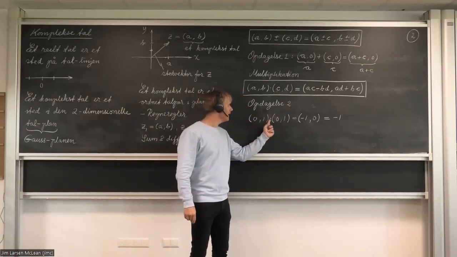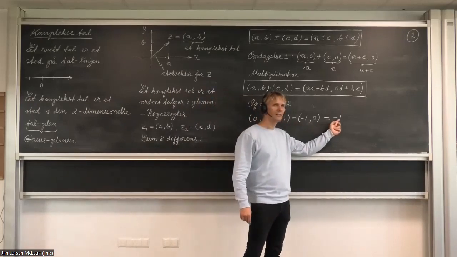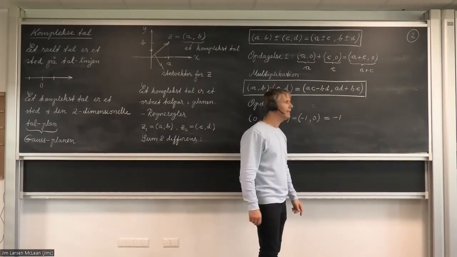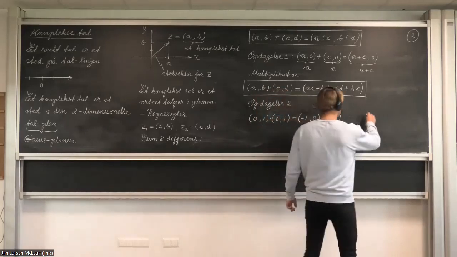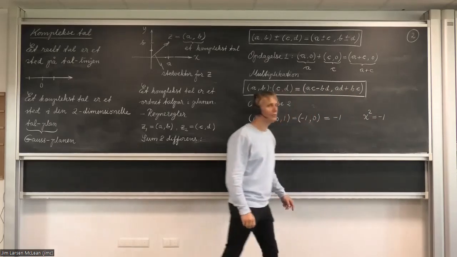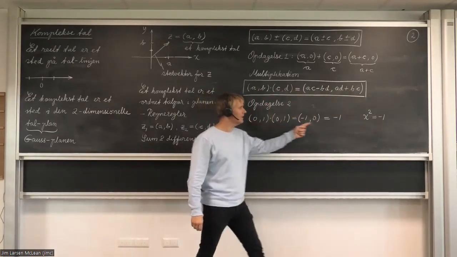I found a number that, when multiplied by itself, gives the number -1. So we have solved our problem. We have solved our equation x squared equals -1. We couldn't solve this equation before today. Now it's solved. Here is the solution. This number is the solution to that equation.